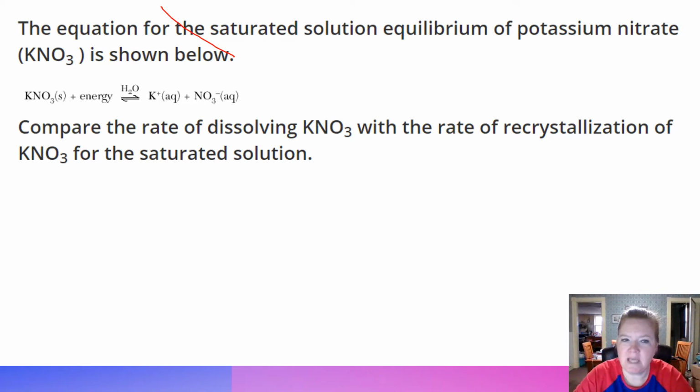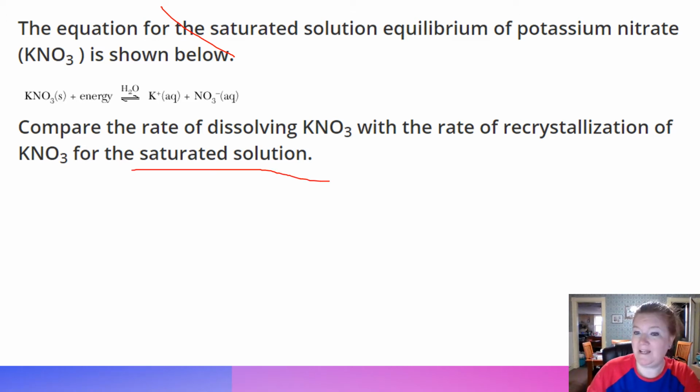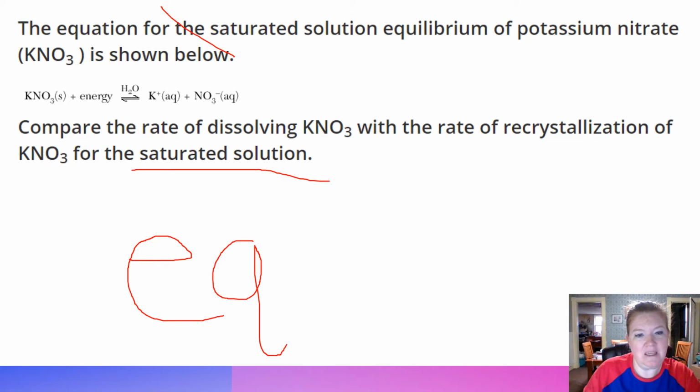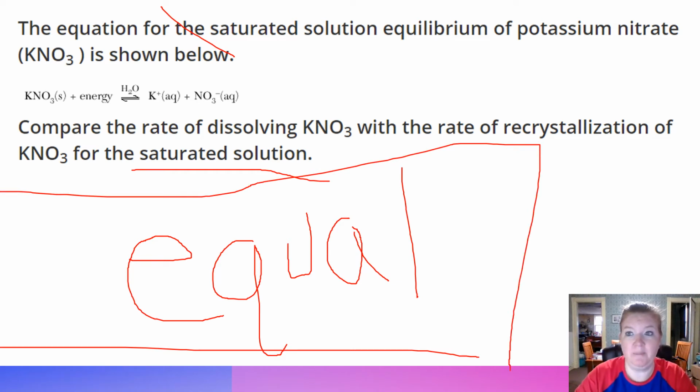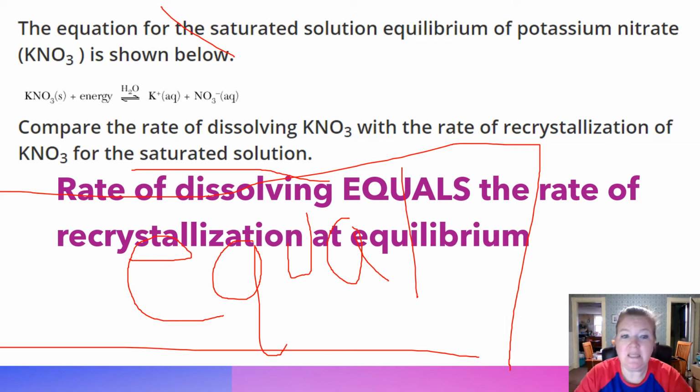Compare the rate of dissolving KNO3 with the rate of recrystallization of KNO3 for the saturated solution. Well, when it's a saturated solution, the rates are what? Do you remember? Equal. Because a saturated solution is at equilibrium. So the rates are equal. The rate of dissolving equals the rate of recrystallization at equilibrium.